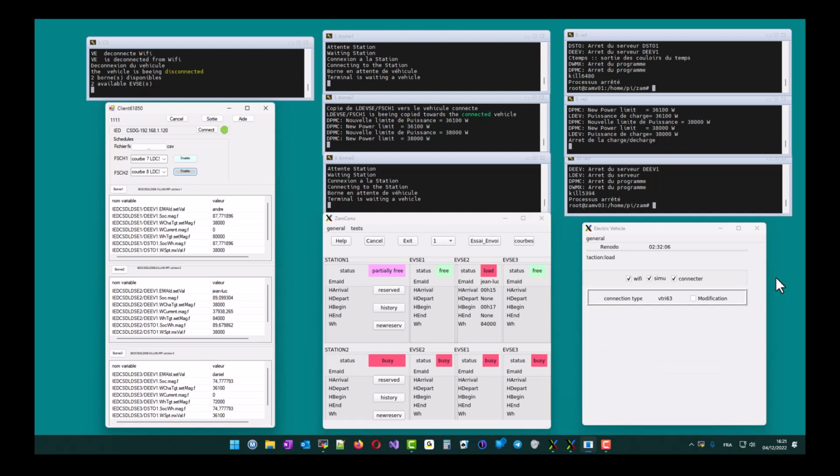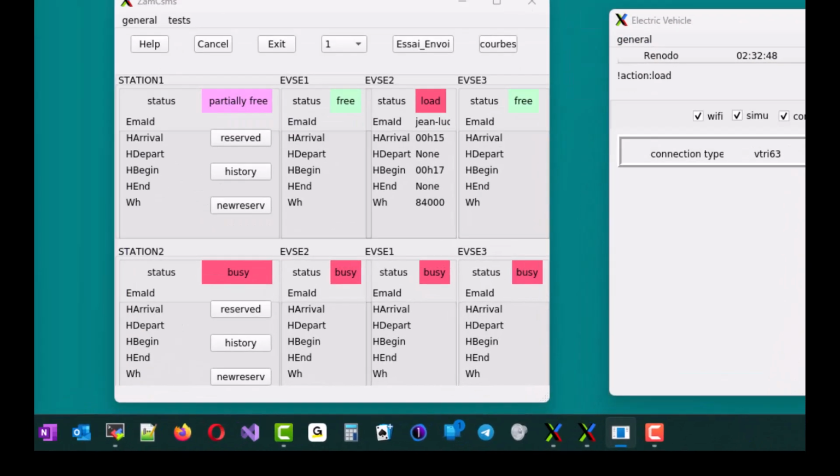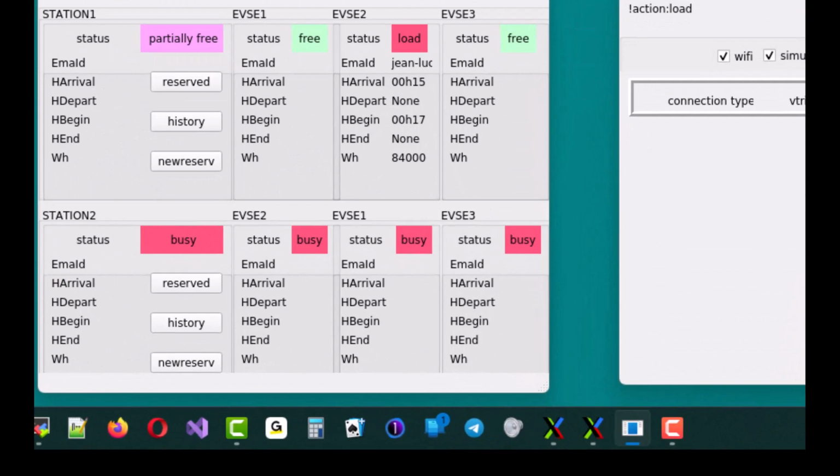Finally, Vehicle 2, having reached its target, stops its charge. The energy consumed is recorded by the CSMS.